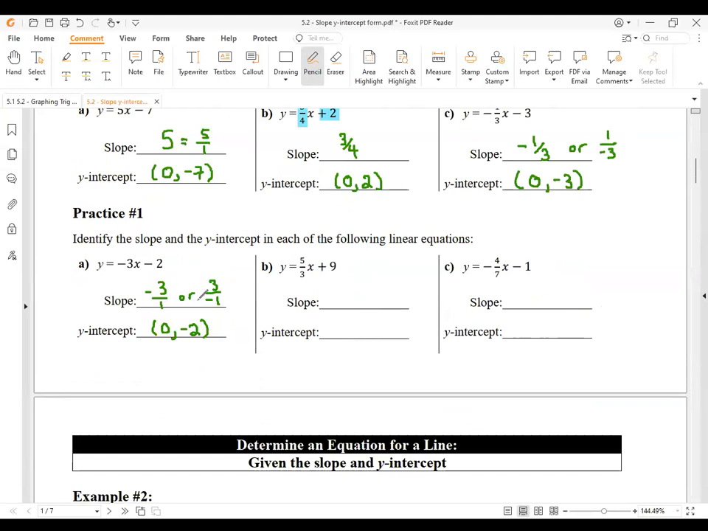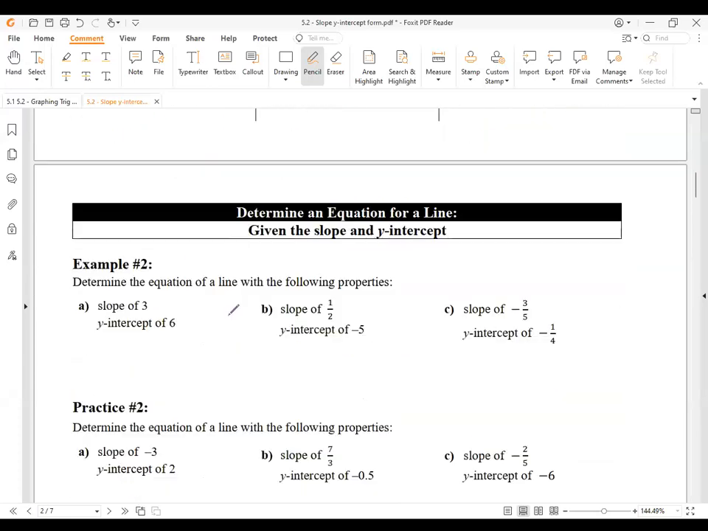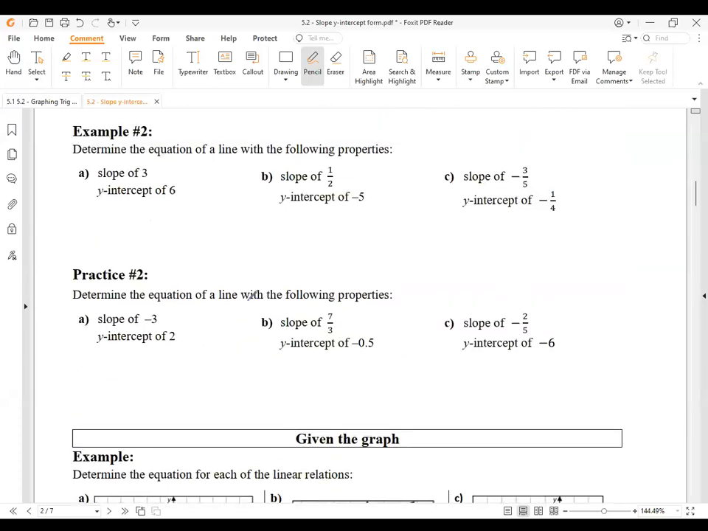But if you could do it this way, you should be able to do it in reverse as well. Looking at the next page, I'm going to give you the slope and y-intercept. You should be able to pull out an equation instantly. So let's do it. Determine the equation of a line with the following properties. Slope of 3, in other words, m equals 3, y-intercept of 6, which means b equals 6. Remember, y-intercept is 0, 6, and so the b value is 6.